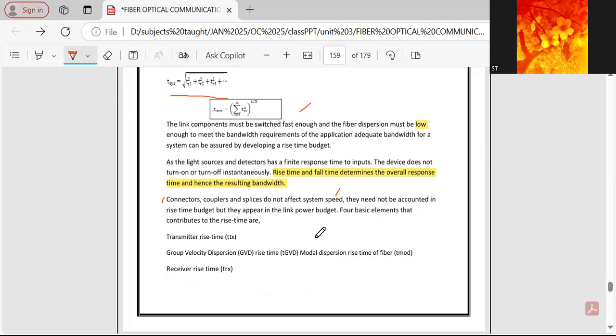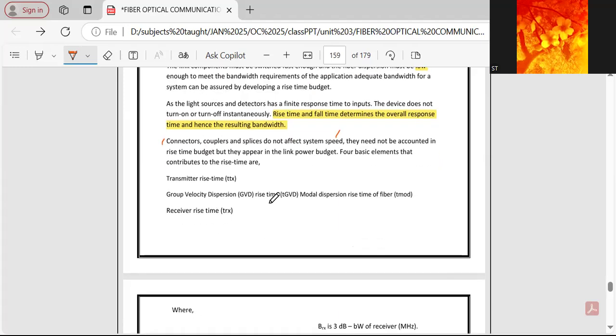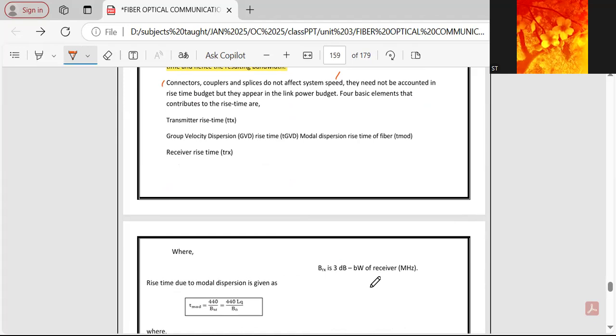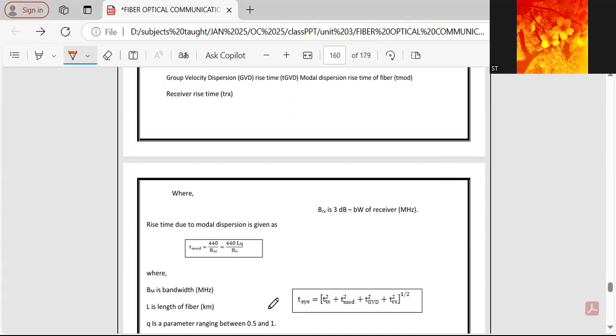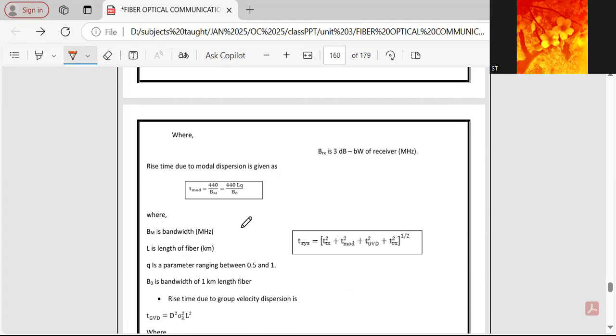The basic elements that contribute to rise time are transmitter rise time, group velocity dispersion, receiver rise time, and bandwidth of the receiver, BRX. BRX is the bandwidth of the receiver. The rise time due to modal dispersion is given by T mod equals 440 divided by Bm, where Bm is the bandwidth, L is the length of fiber, and Q is a parameter ranging between 0.5 and 1, and B0 is the bandwidth of 1 kilometer length of fiber.